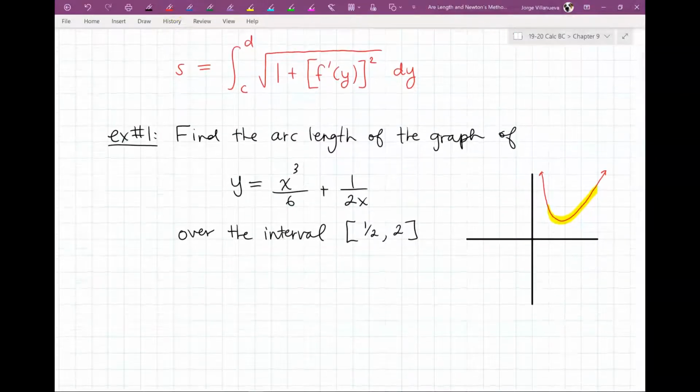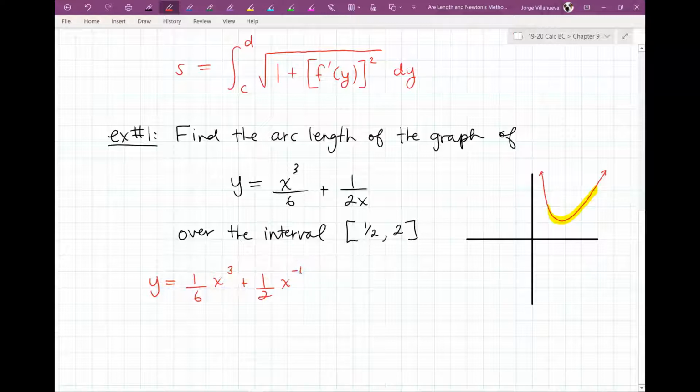So if I may, I'm going to rewrite y as 1/6 x cubed plus 1/2 x to the negative 1. And then I'm going to take a derivative of this. So dy/dx is equal to 1/2 x squared, because the 3 goes down and becomes 3 over 6. So that's a half x squared minus, because the negative 1 is going to go forward, 1 over 2x squared.